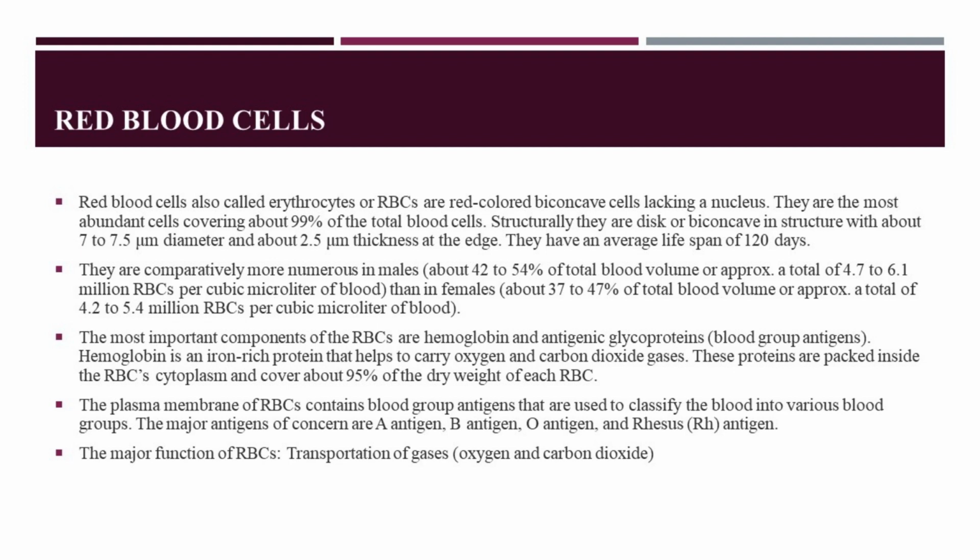The plasma membrane of RBCs contains blood group antigens that are used to classify the blood into various blood groups. The major antigens of concern are A antigen, B antigen, O antigen, and rhesus, Rh antigen. The major function of RBCs: transportation of gases, oxygen and carbon dioxide.